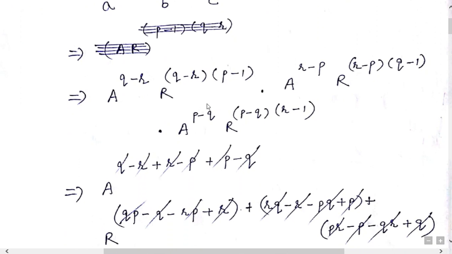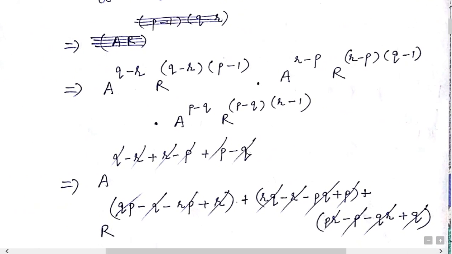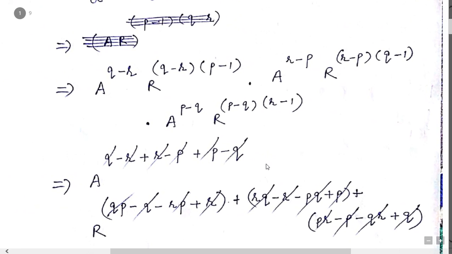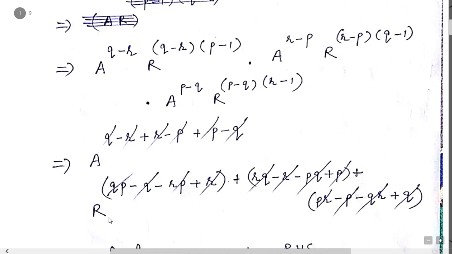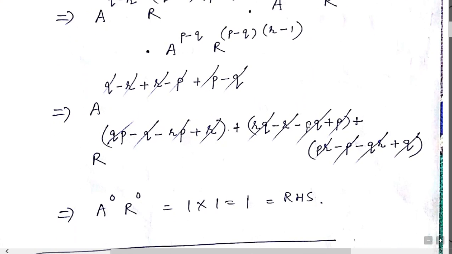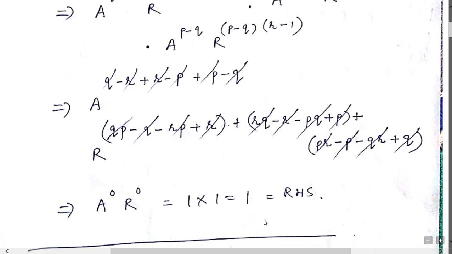Now collect the powers of a: q minus r, r minus p and p minus q. The terms become 0. And what about the power of capital R? It's qp minus q minus rp plus r. This term. Similarly second and third term. When you cancel these terms, both the terms become 0. It means the answer is a raised to power 0 and r raised to power 0. It's 1 multiplied by 1. Answer is 1. It's nothing but the right hand side.